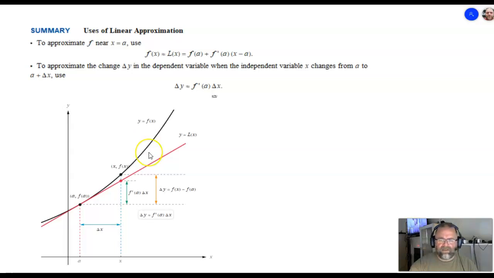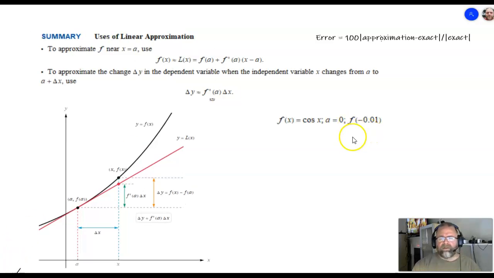All right, so let's go ahead and take a look at an example and see how we would use this. And then we also want to find what's the error. We're going to use our calculator to find the exact value and just to see how far off we were. Notice that negative 0.01 is very close to 0, and 0 is a very easy number to work with when we're talking about sine and cosine. So if we use a equals 0, which they give us, hopefully that'll give us a y value that's pretty close to what the actual value is.